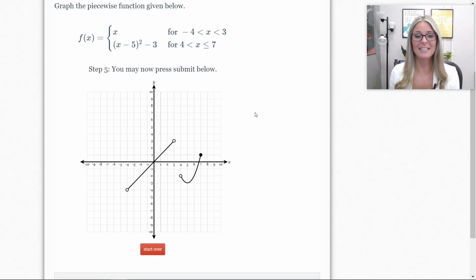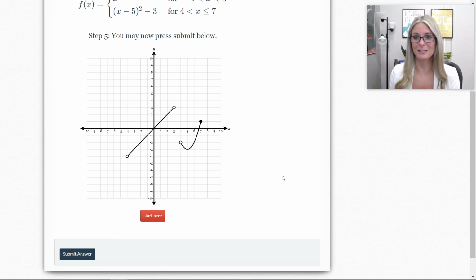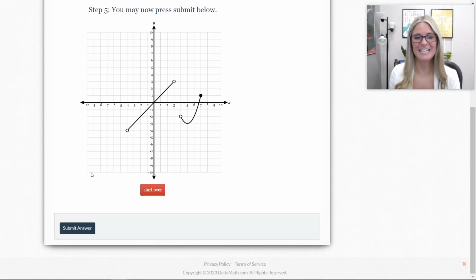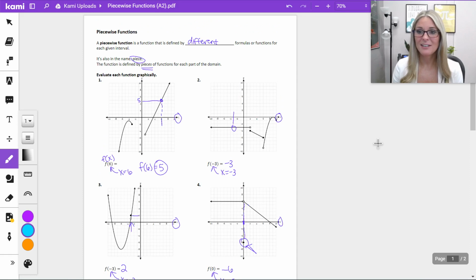Now, I have accidentally many times hit start over. Guess what you do when you hit start over? You have to start completely over. So try not to hit that. If you do need to start over, it's there for you. Instead, hit submit. And that's our notes and our examples for piecewise functions.